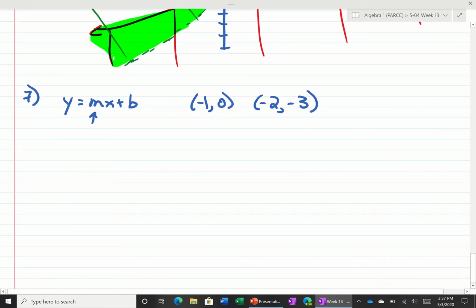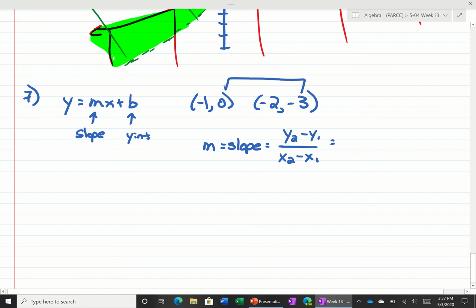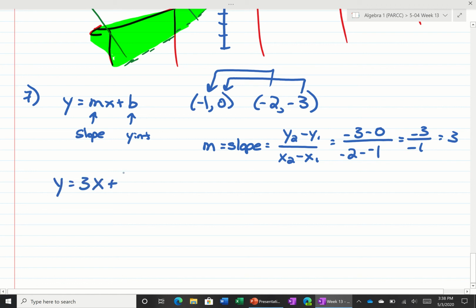Now in order to do this, we need to figure out what the slope of the 2 points is, and we also need to figure out what the y-intercept is, and that'll take a little bit of extra work. The way we find our slope, which is usually called m, is we subtract the 2 y values and put that over the subtraction of the 2 x values. I always draw arrows, so negative 3 minus 0 over negative 2 minus negative 1 gives us negative 3 over negative 1, which is just 3. 3 is our slope, so I'm going to put that in for m.